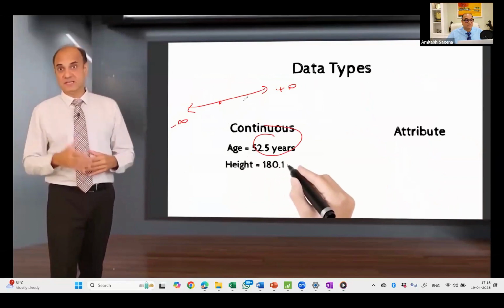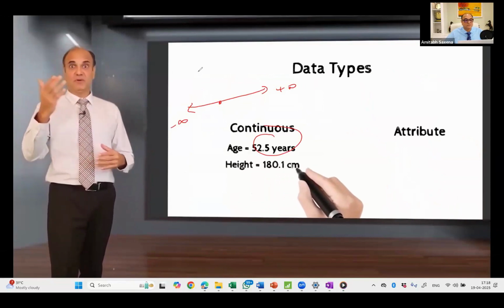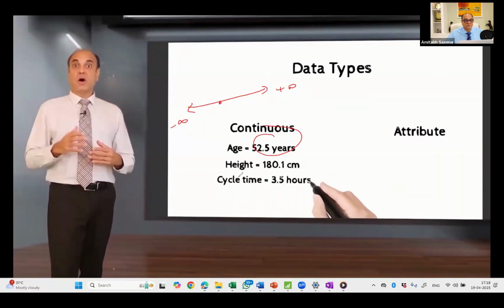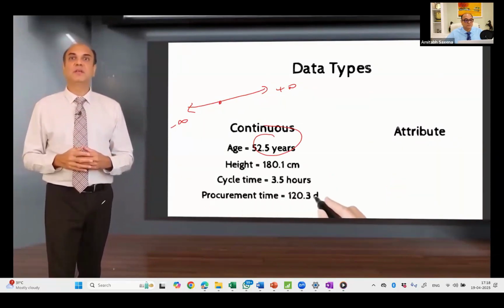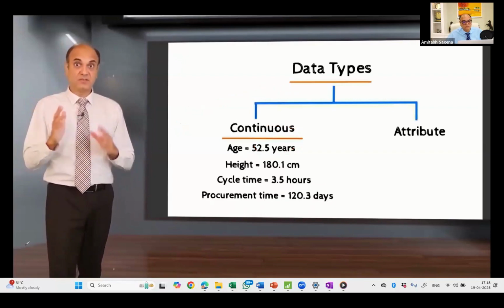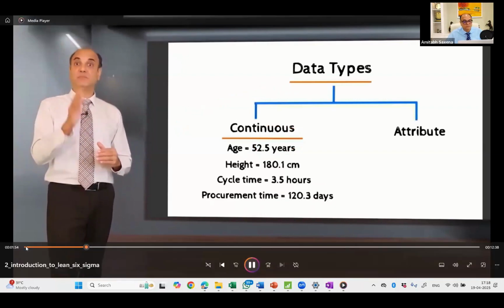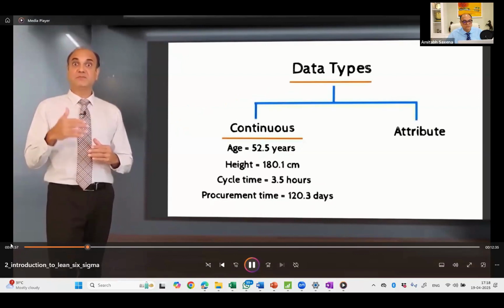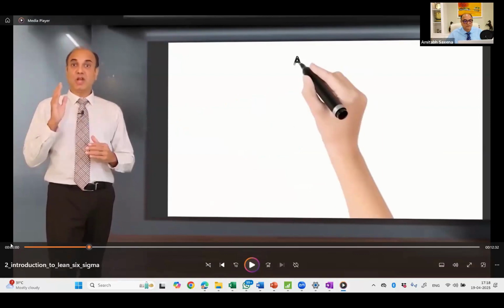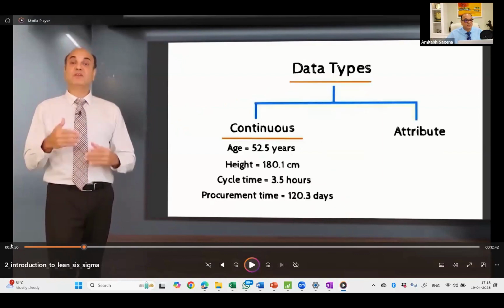Height, maybe 180.1 centimeters. Cycle time of a process, 3.5 hours. Or procurement time in an organization, 120.3 days. These are all continuous data because they all have a possibility of a decimal, meaning they can be expressed in decimal points, and also they all have a unit. So I hope you understood this part: every time you have a unit, these are tricks to remember.